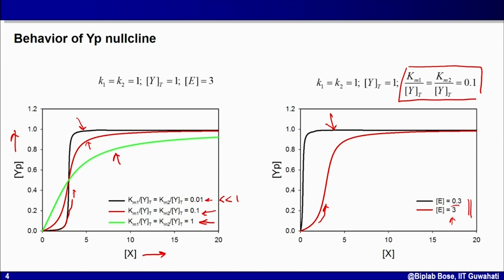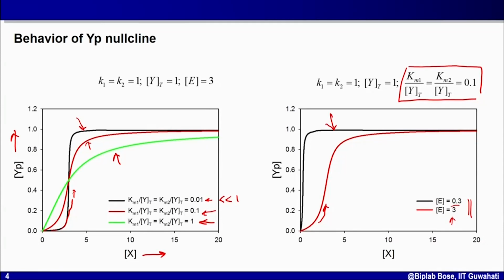So you can see the Yp alkaline will have a sigmoidal to hyperbolic behavior depending upon the ratio of Kms with the total amount of Y present in the system, and also depending upon how much phosphatase you have in the system.